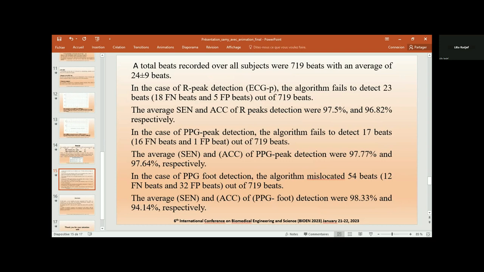In the case of PPG peak detection, the algorithm fails to detect 70 beats, 60 FN beats, and 1 FP beat out of 790 beats. The average sensitivity and accuracy of PPG peak detection were 97.77% and 97.64% respectively.